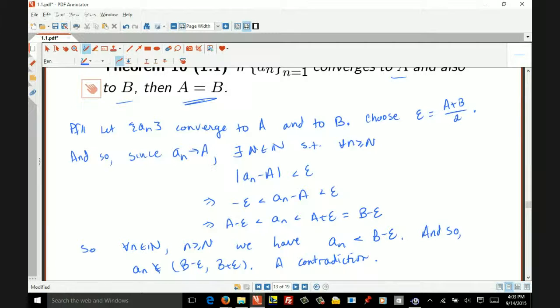Oh, we probably should have written here converges to A and to B. I'm going to assume that A is less than B. I need that without loss of generality. It really doesn't matter which one you choose to be the bigger one and which one you choose to be the smaller one, but one of them's got to be bigger and one of them's got to be smaller.